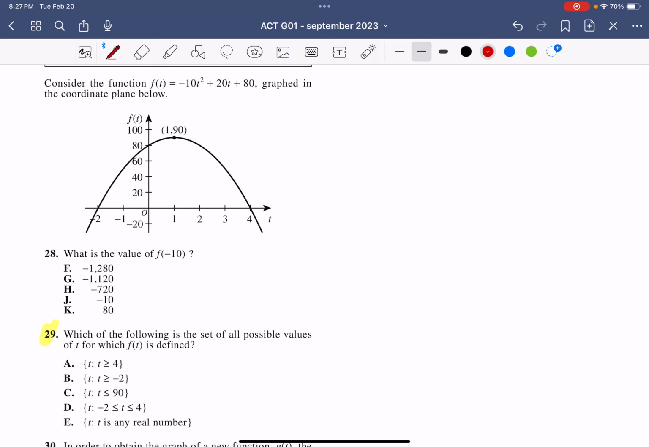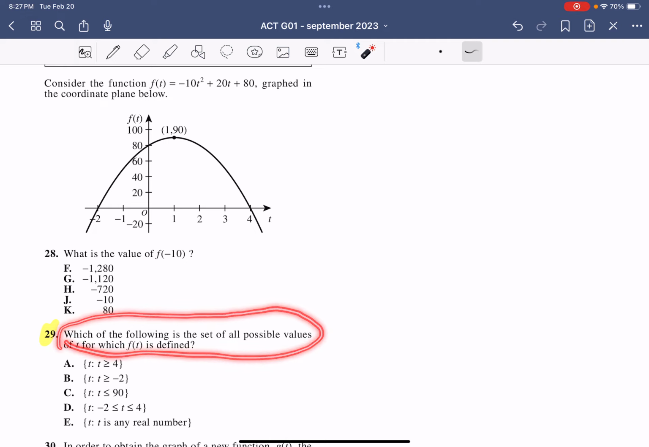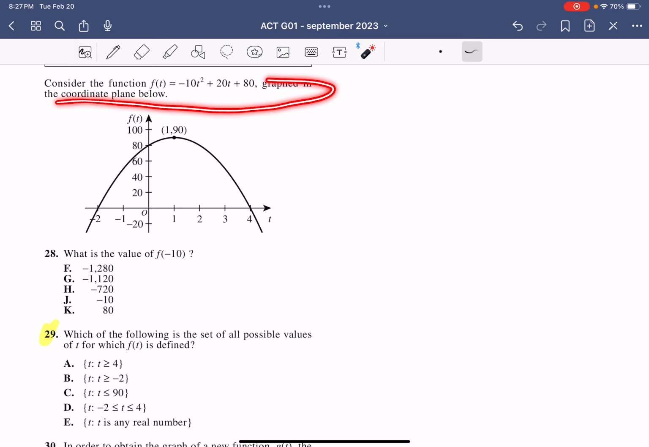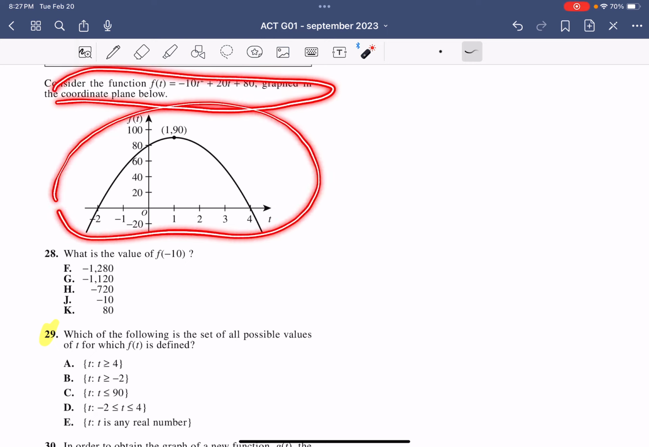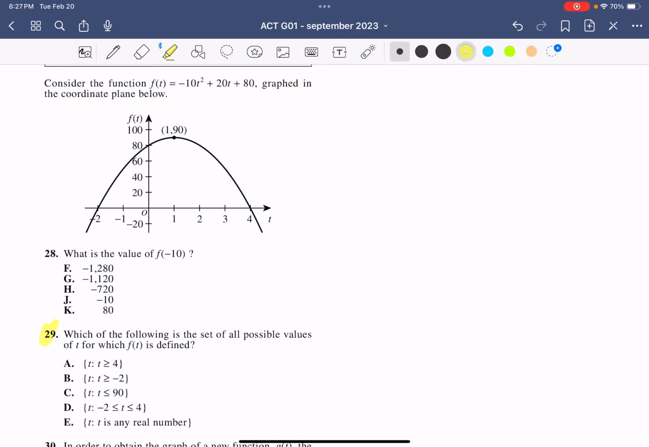Question 29, which of the following is the set of all possible values of t for which f of t is defined? So we're down here. I zoomed out a little bit because this question 29 goes with the given information here and the graph. So it's asking us, where is f of t defined? F of t is the height of the function.